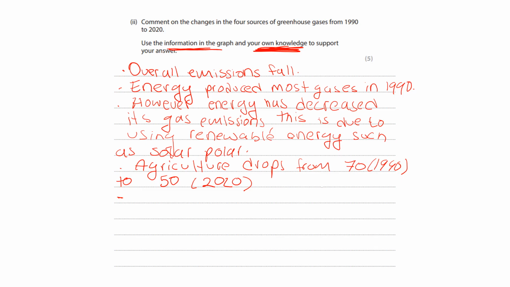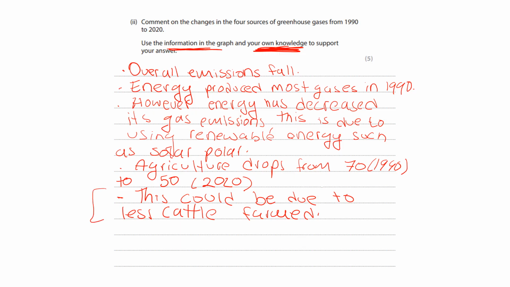And then I'm going to use my own knowledge. So why? So this could be due to less cattle farmed. You know, people be vegan and stuff. So I don't know if that's true, but however, this is one point in the mark scheme. And also this is just focused on your interpretation of data and stuff like that.